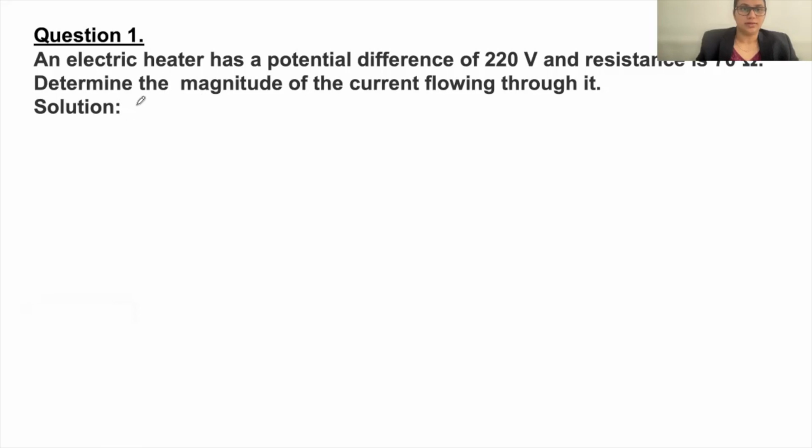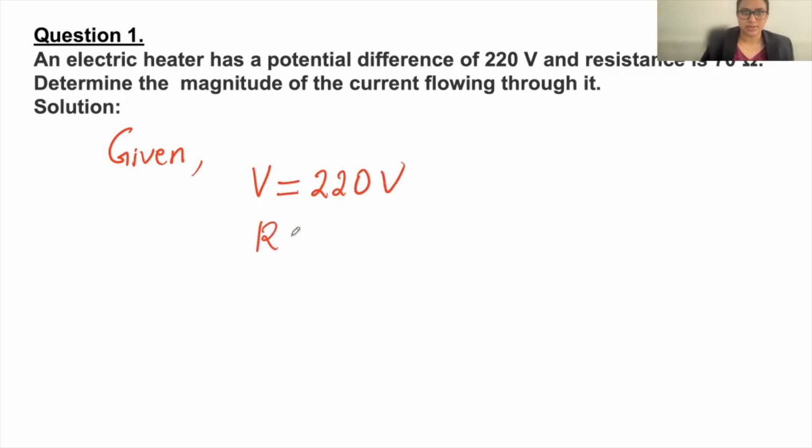First question is, an electric heater has a potential difference of 220 volt and resistance is 70 ohm. Determine the magnitude of the current flowing through it. So what is given here? Given, potential difference or voltage is given. So we have V is equal to 220 volt and resistance is equal to 70 ohm. And we have to calculate the current flowing through it. So I is equal to, we need to find out.